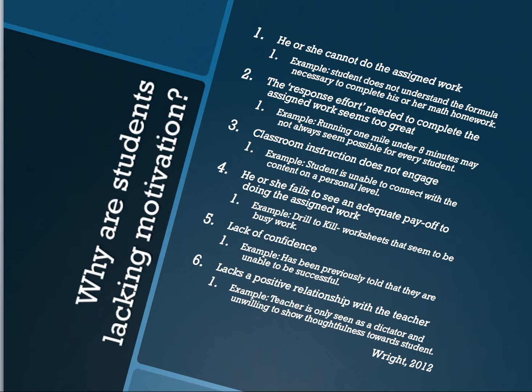The sixth reason: the student lacks a positive relationship with the teacher. So if the teacher is only seen as the dictator and unwilling to show thoughtfulness towards the student, that student might start to become more reserved and not want to communicate or participate within class discussions.